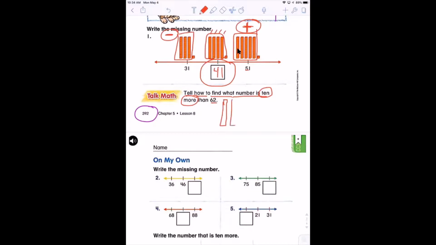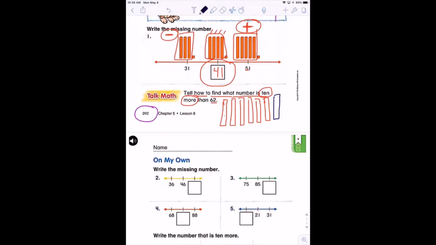1, 2, 3, 4, 5, 6. Okay, so I have 6 groups of 10. But now, Shanti gave me 10 more. That means Shanti gave me another group of 10. Okay, that's another group of 10 that Shanti gave me. Okay, so how many? Let's count by tens.